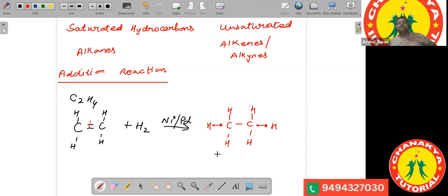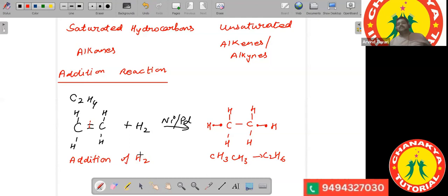So this will be your CH3, which will be C2H6. You will get your C2H6 as the output. Okay, so everyone understood this? This is a hydrogenation reaction. Hydrogenation means addition of hydrogen. Why is it important?